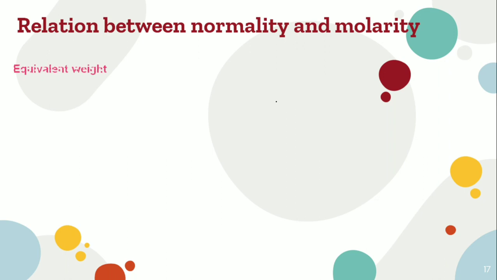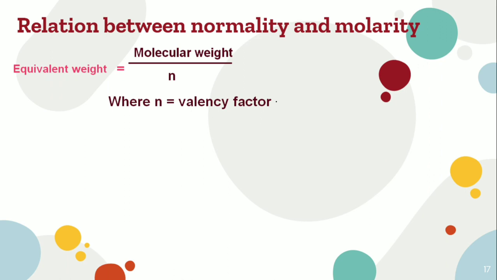See, normality we want equivalent weight, correct? Equivalent weight can be calculated as molecular weight divided by N. So already we have discussed where N is valence factor. N is valence factor, it is different for different substances. For example, if it is an acid, N is equal to basicity. If it is a base, N is equal to acidity. If it is an oxidizing agent, N is equal to number of electrons lost or gained, like that. N is equal to valency factor.